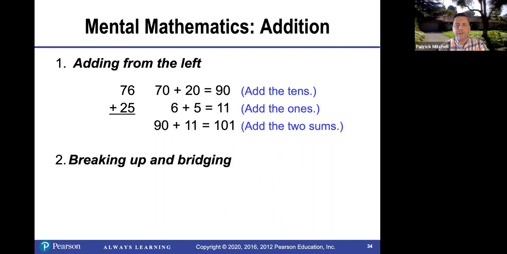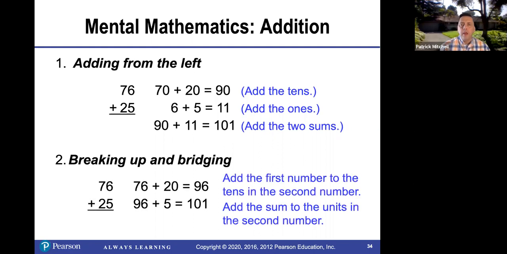Breaking up and bridging, this is one that I catch myself using sometimes. Add the first number, 76, to just the tens in the second number. So do 76 plus 20 is 96, and then add that sum to the units in the second number. 96 plus 5 is 101.